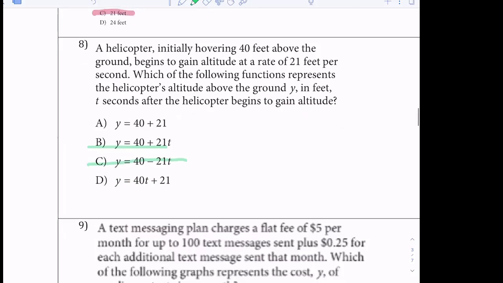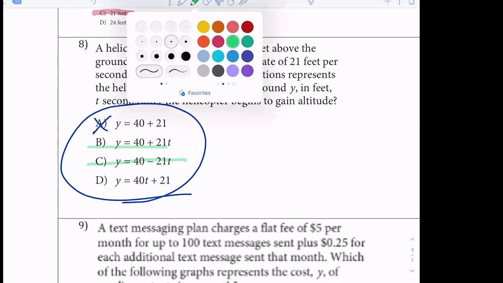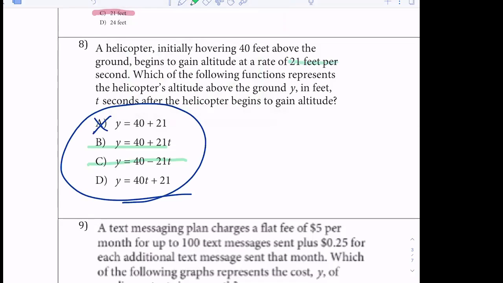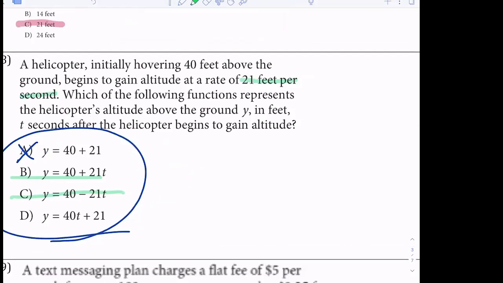All right. So now I'm trying to get everybody to understand that these right here are equations of lines, correct? Now, personally for me, A is out of the question. 40 plus 21 means nothing. Now, what I want everybody to do is highlight 21 feet per second. I want everyone to know 21 feet per second represents a what? Someone tell me and impress me. What does that represent in math terms? What is that?